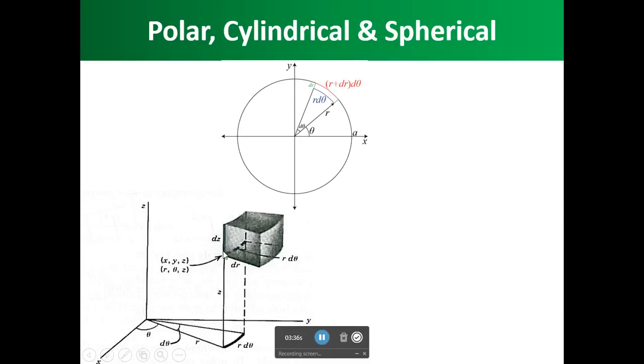To find the volume, we need the length times width times height. So what we have here is dz as our height, dr here, and then our r d theta.